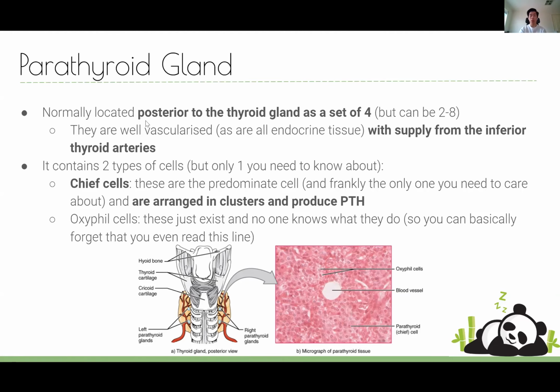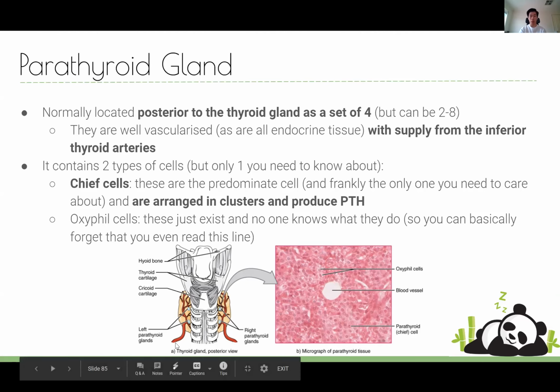The parathyroid is also very well vascularized, as are all your endocrine tissues. So your thyroid, as Gavin was talking about earlier, as well as your pancreas and that kind of stuff. And it's supplied from the inferior thyroid arteries. So these ones coming up here.